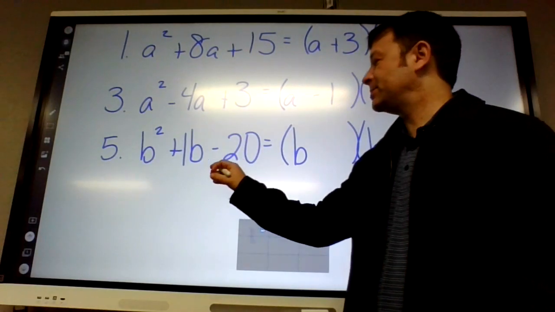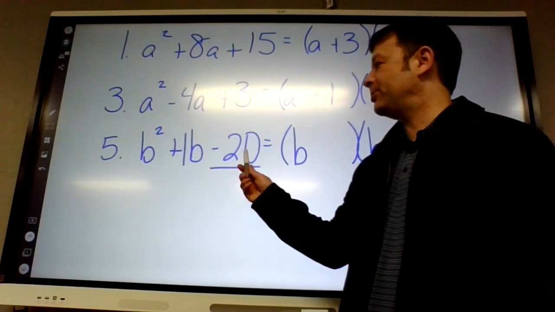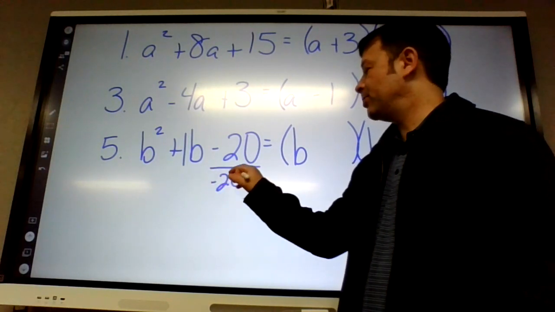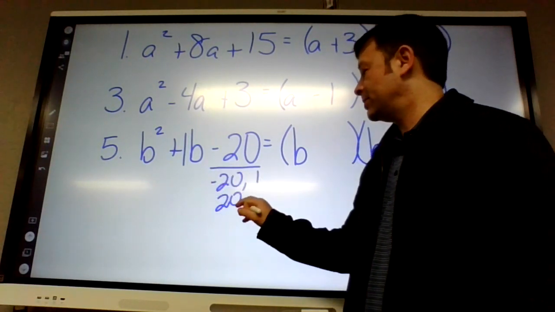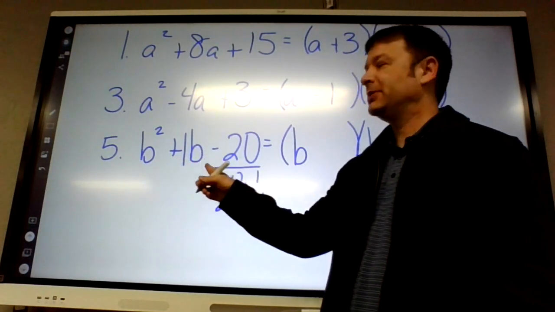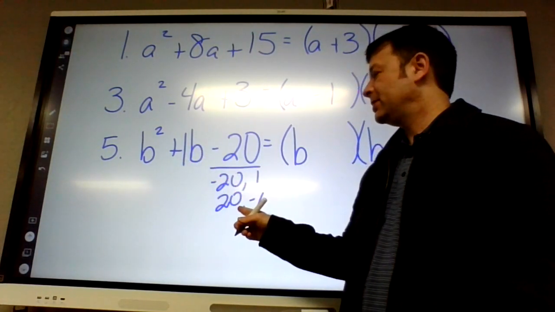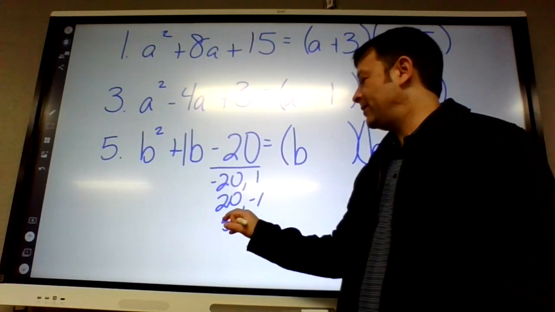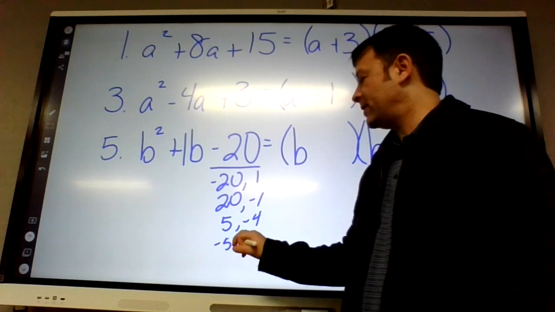What are some multiples of negative 20? Negative 20 and 1, or 20 and negative 1. This time they have to add up to positive 1. Do those add up to 1? No. What else goes into 20? 5 and negative 4, or negative 5 and 4.